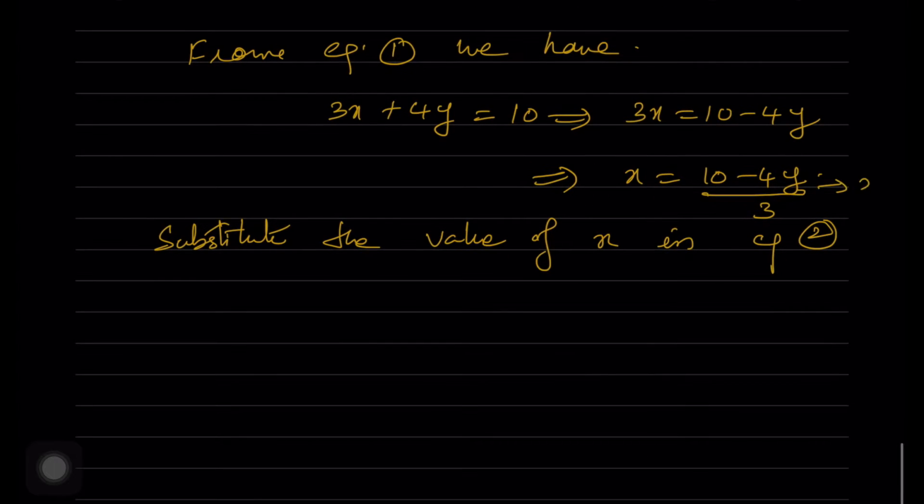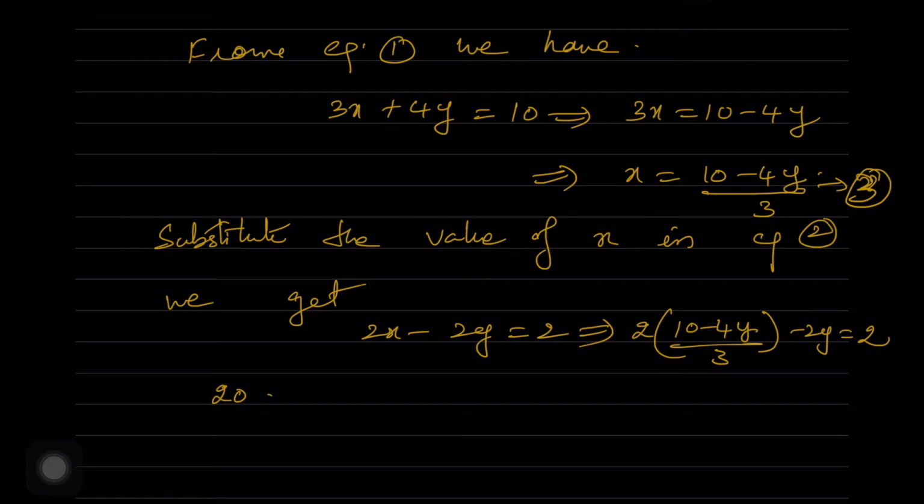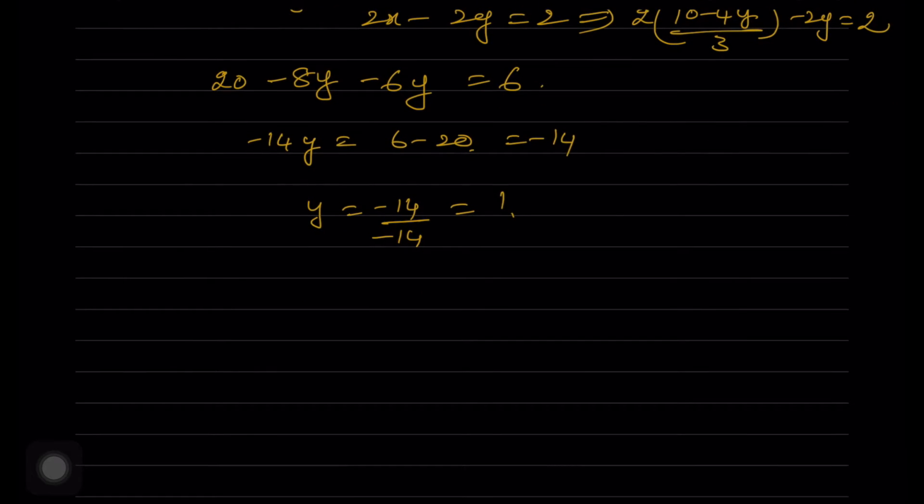So what do we get here? We get 2x minus 2y is equal to 2, implies 2 into 10 minus 4y by 3 minus 2y is equal to 2. So which means that you are getting it as 20 minus 8y minus 6y is equal to 6. Taking LCM and distributive property both we are using and cross multiplying, we get this. So you are getting from this minus 14y is equal to minus 14, or y is equal to 1.